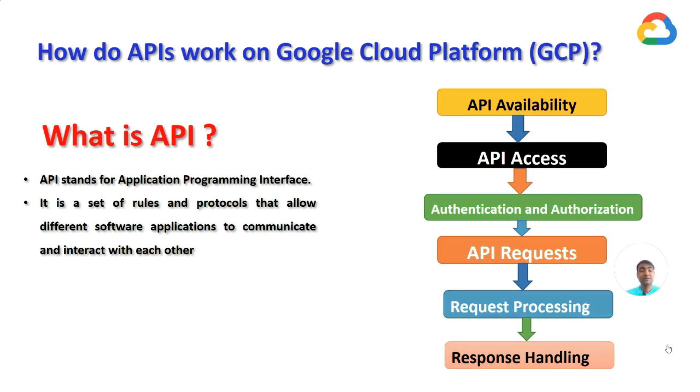And now, response handling. After processing the request, the GCP service generates an appropriate response which includes the requested data or confirmation of the action taken, and the response is sent back to the requester as an HTTP response, usually containing a status code, header, or response payload in JSON or XML format. I hope now you can understand how APIs work on Google Cloud Platform.